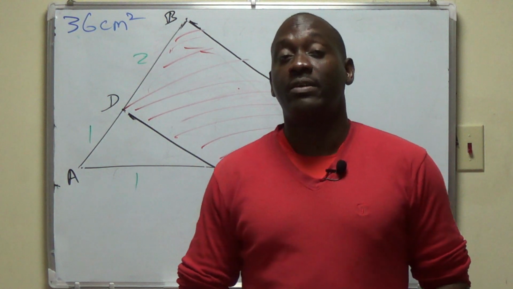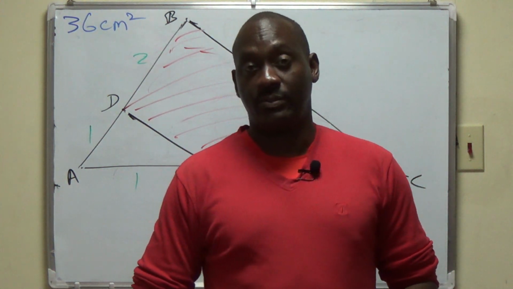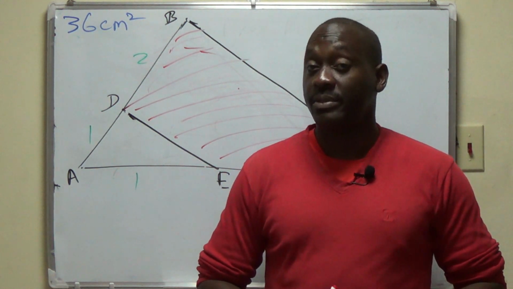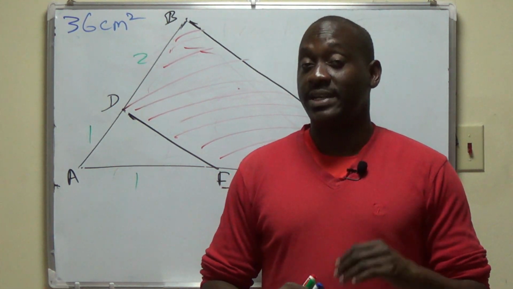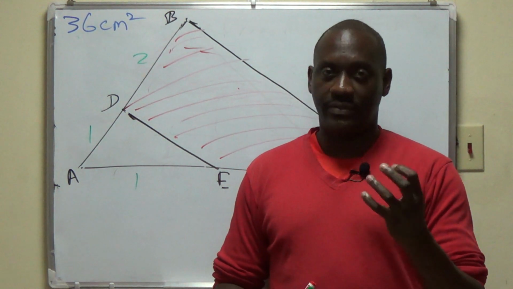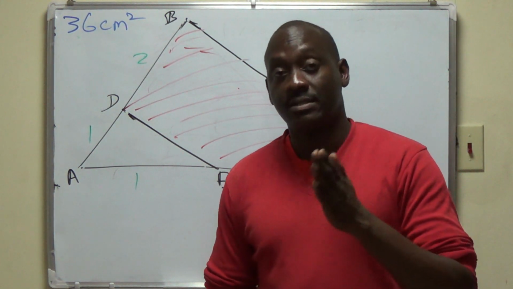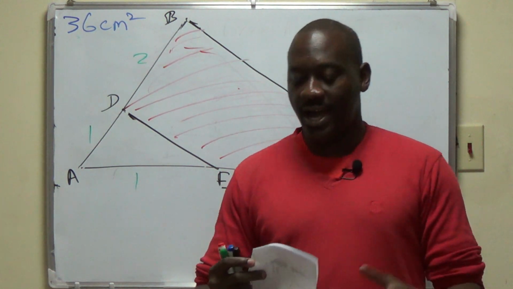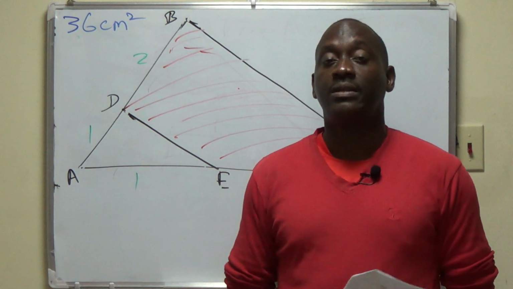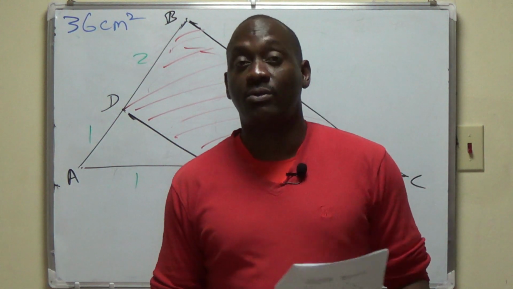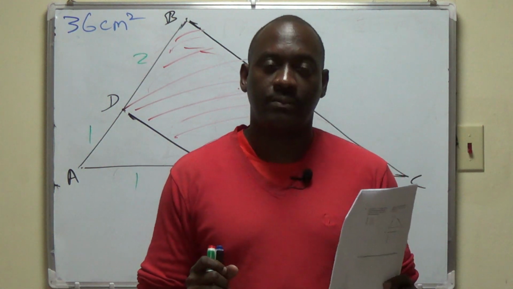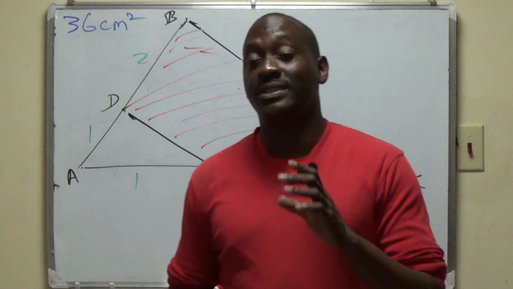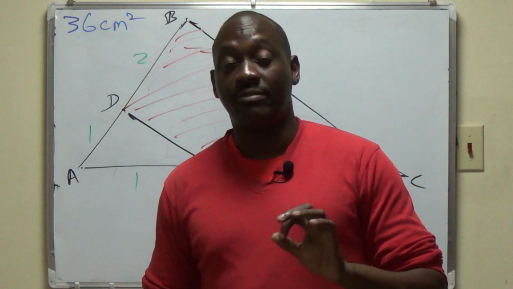Now we know that the area of the big triangle is 36 centimeters squared. And we need to find the area of the strip in between, which would necessitate us having to find the area of the small triangle and then subtract it from the area of the big triangle. However, we don't have any other information that would give us the exact value of the area of the small triangle. So what do we do?